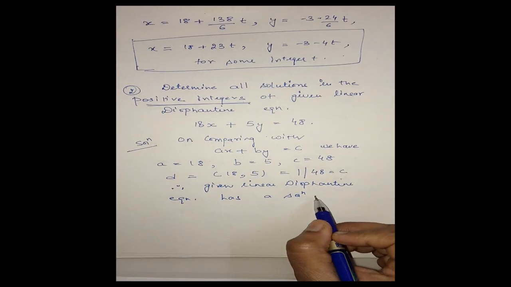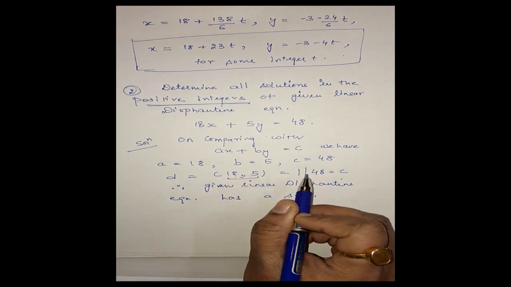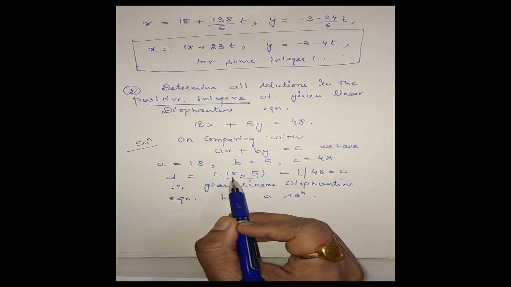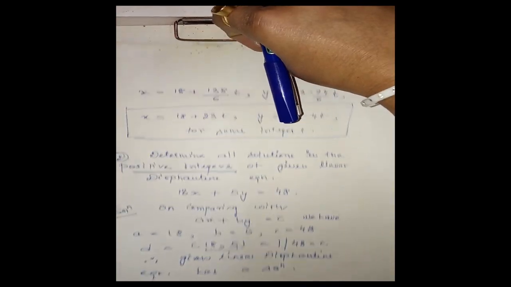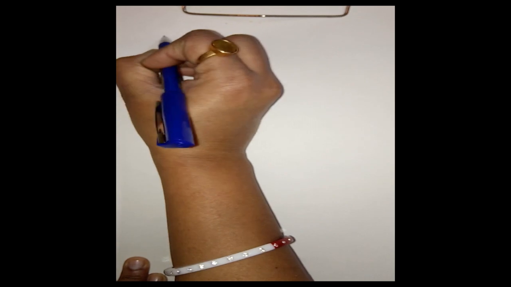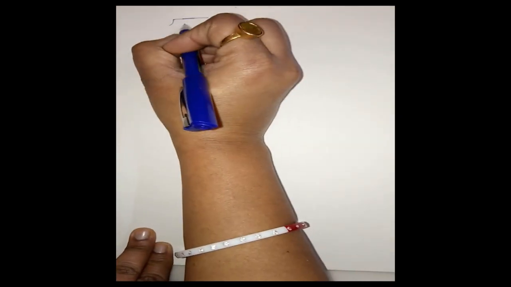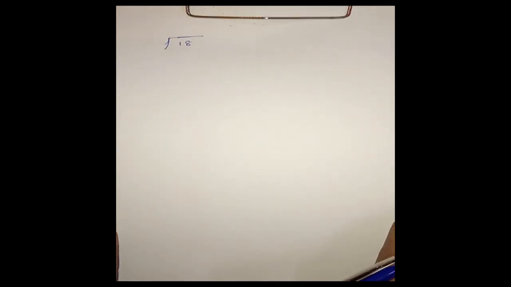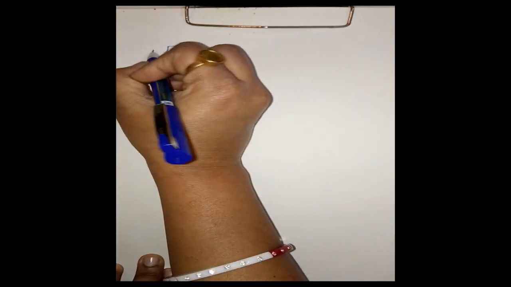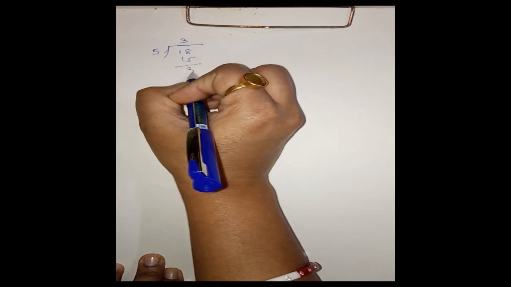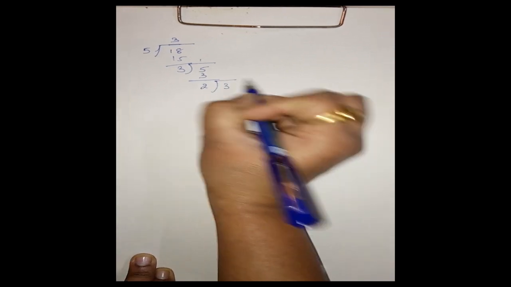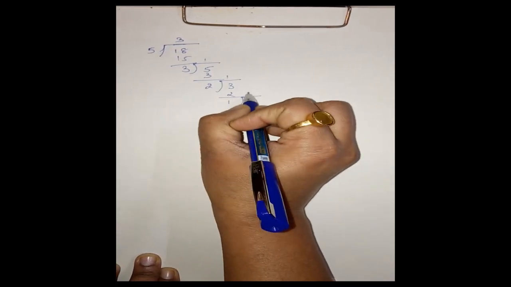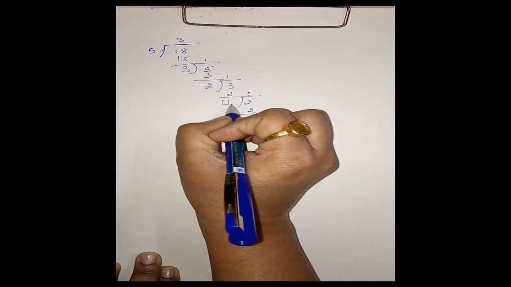Clear? Now, the GCD of 18 and 5 is 1. Let us express the GCD in a linear combination form. First we find the GCD of 18 and 5. Let us divide 18 by 5. 5 3s are 15, remainder 3. Then divide 5 by 3, remainder 2. Then 3 by 2, remainder 1. Then 2 by 1, remainder 0. This is how we find it, therefore the GCD is 1.